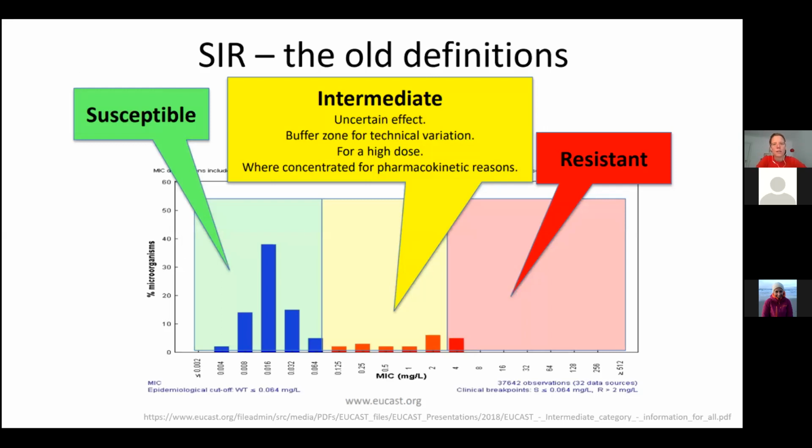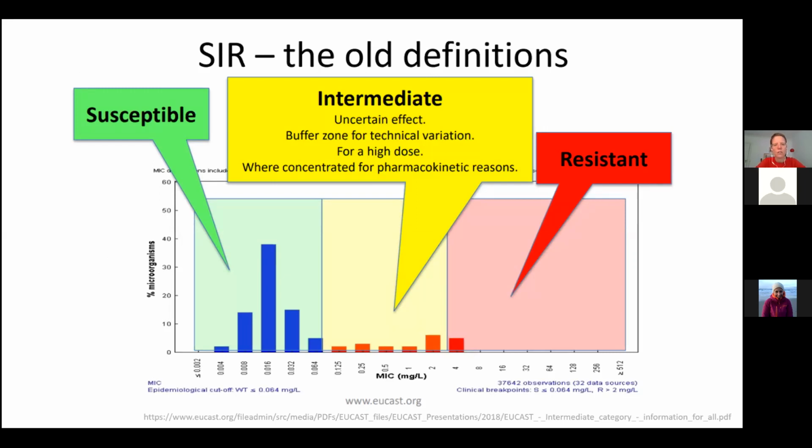So I'll start with a EUCAST slide about the SIR, the old definitions. What you actually see here is the distribution of benzylpenicillin and pneumococci, and you can see in blue the wild type isolate population, so without acquired resistance, and then in red you see isolates with acquired resistance. But what we are now focusing at are the clinical categories: susceptible, intermediate, and resistant.